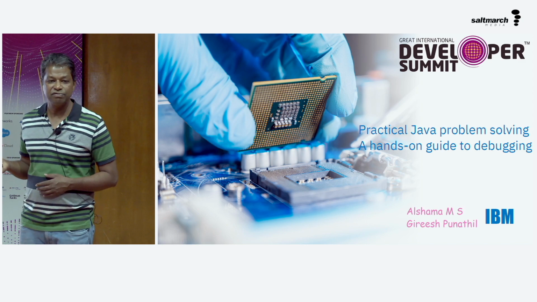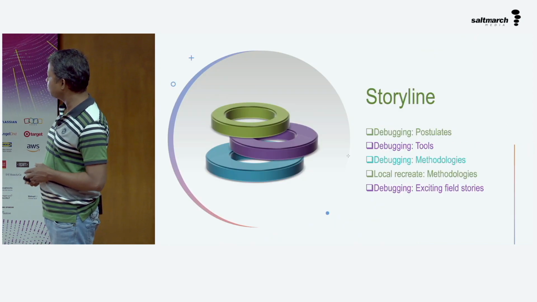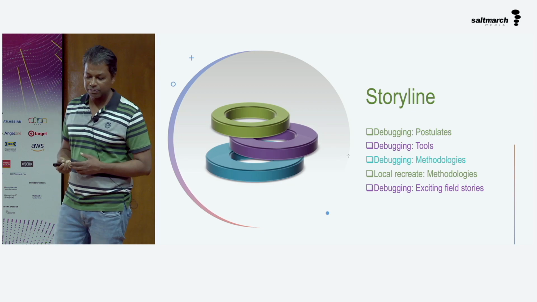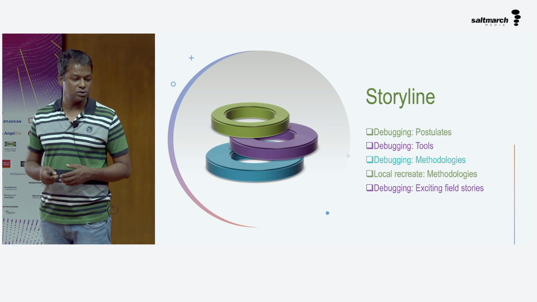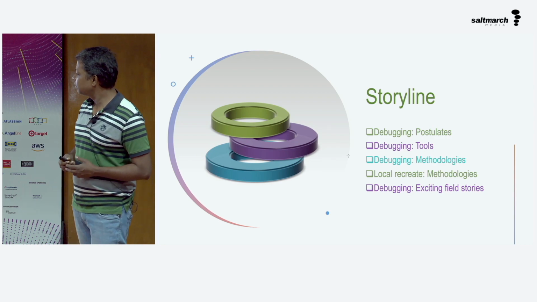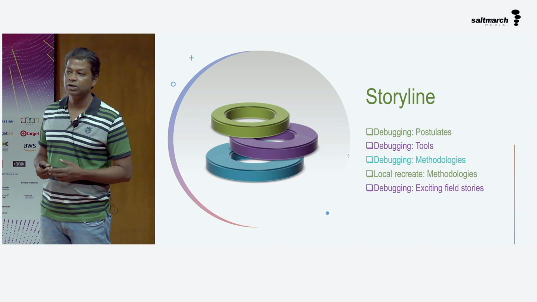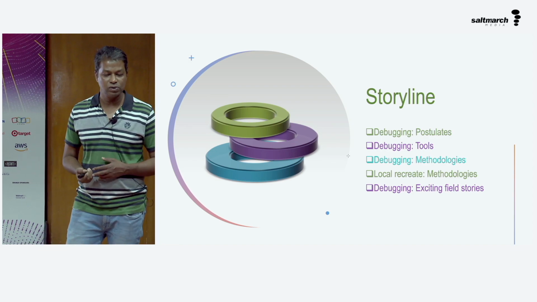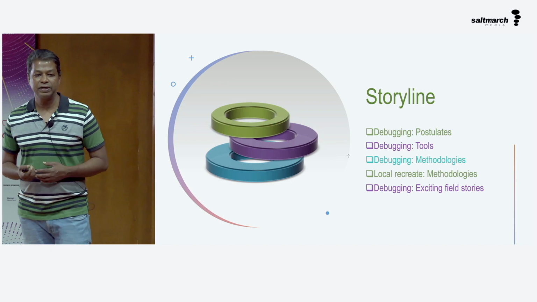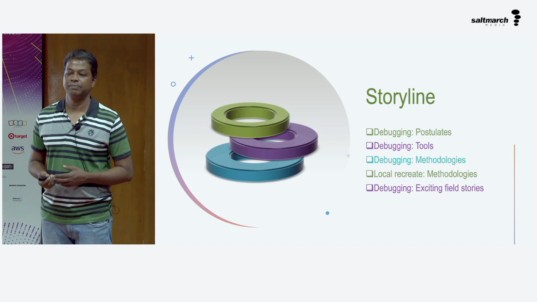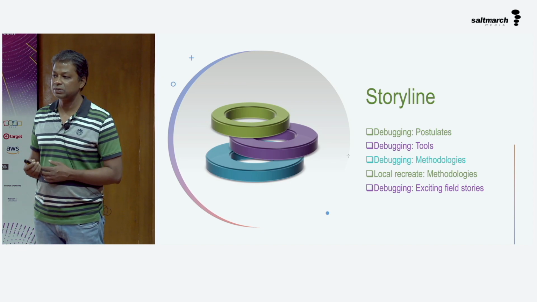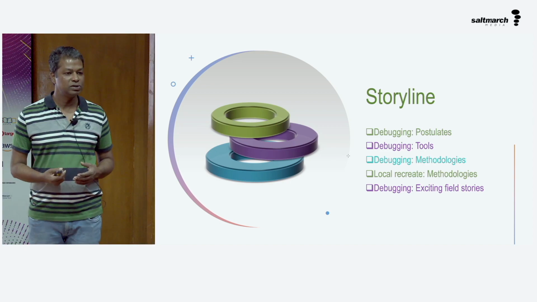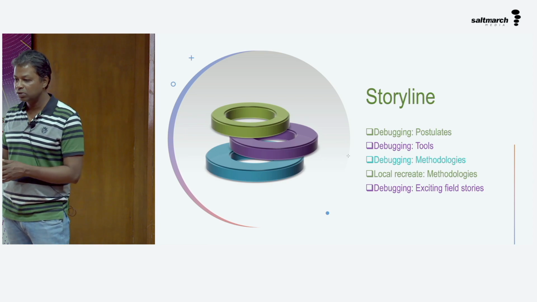Not expecting to cover all the field stories in one shot, but let's look at what we have to cover today. Start with some postulates or high-level theories around debugging, which can be applied across the board for any language, not just Java. And then we look at some exemplary tools which are typically used for debugging. Then we look at some of the methodologies we can use with the tools. And then we introduce local recreate as a very powerful form of debugging. And then we combine everything to showcase some real world field stories which made use of most of these best practices, tools, and postulates. That's what the whole storyline looks like.